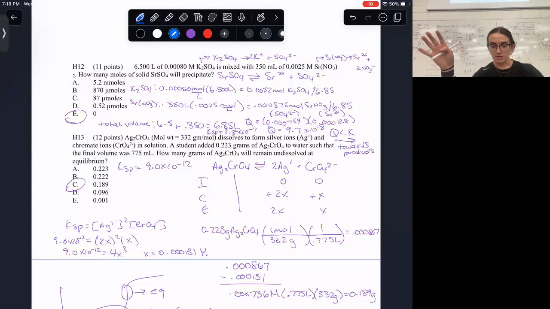Sodium, potassium, lithium, all group 1 ions, those are always soluble. So no matter what happens, no matter what they react with, they will stay soluble. If the problem asks how many grams of sodium will remain, it's going to be nothing, because how many of that will precipitate? It's nothing, because that reacting with anything will always just completely dissolve.